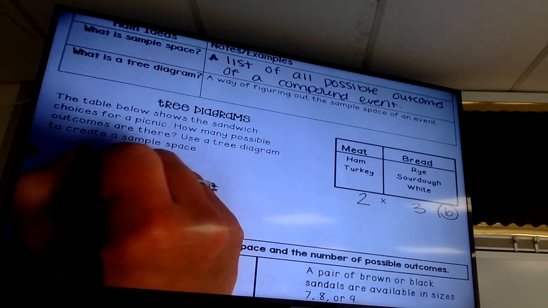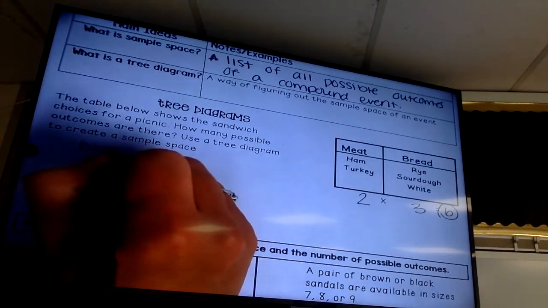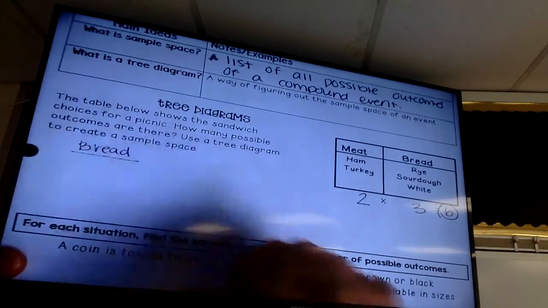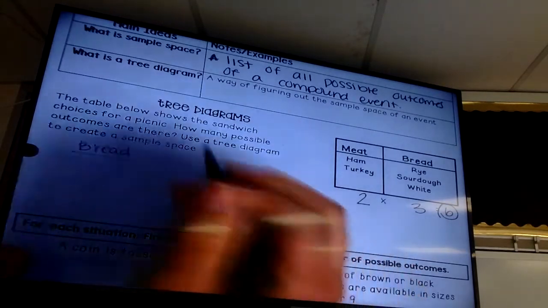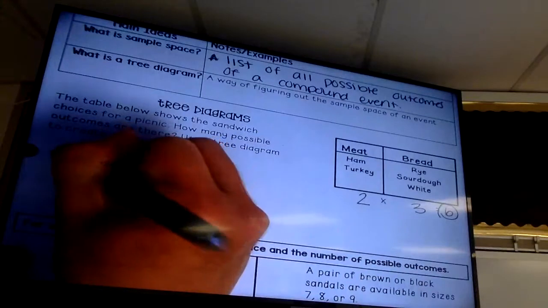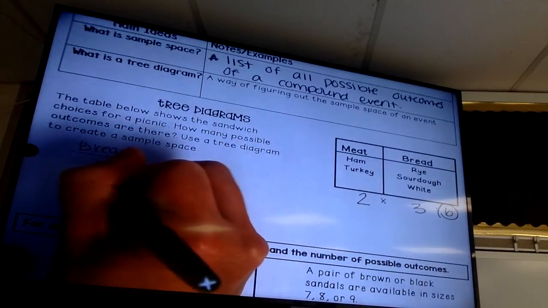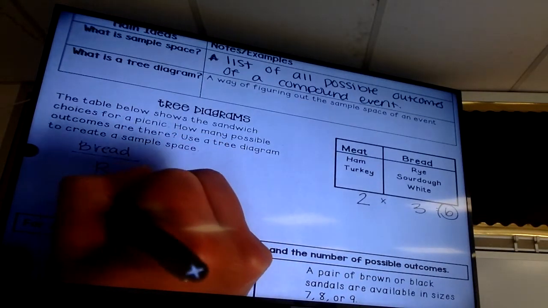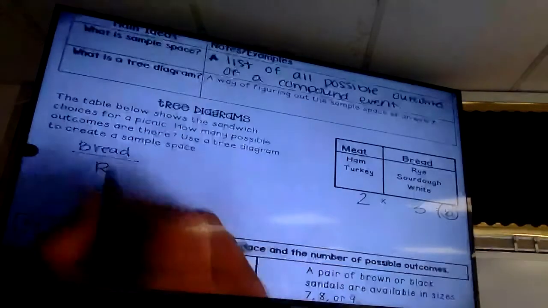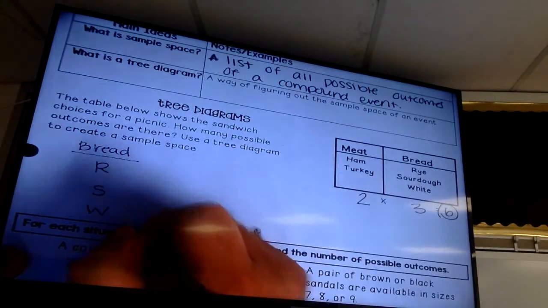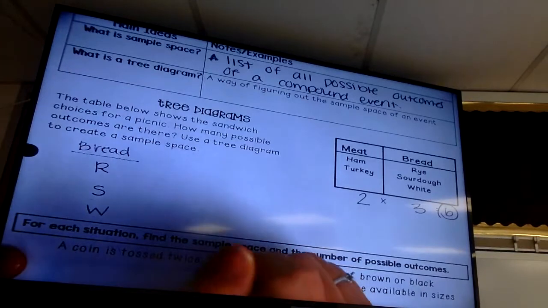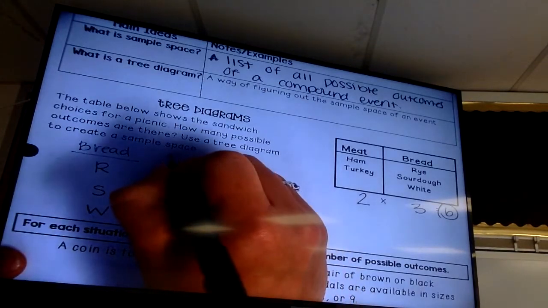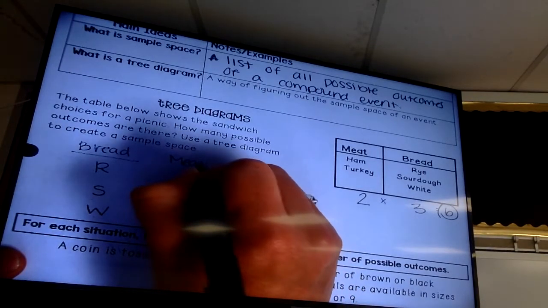So I'm going to say, all right, I need bread on my sandwich. Okay, and bread, I have 3 choices, and I'm just going to abbreviate them. I have rye, sourdough, and white. So I take my 3 types of bread and I put them down. And I could have started with meat. It doesn't matter.